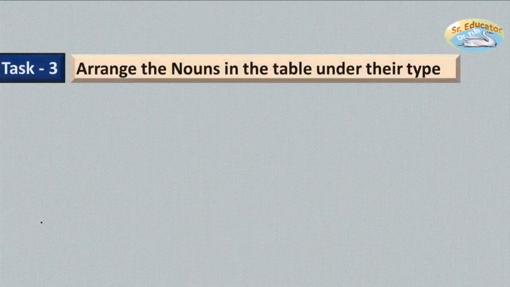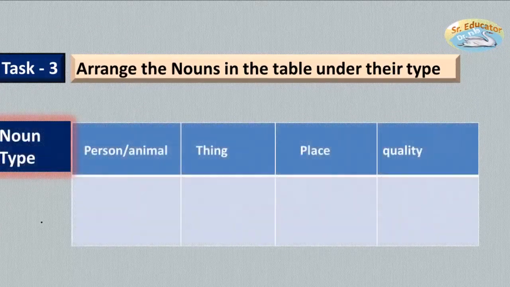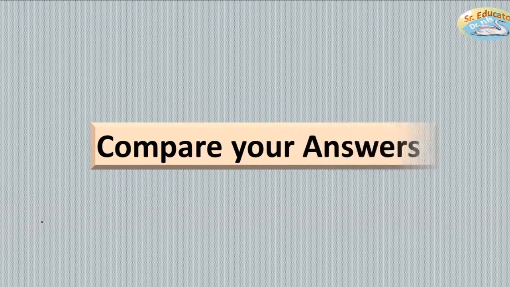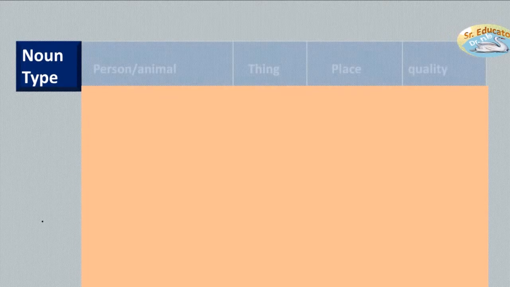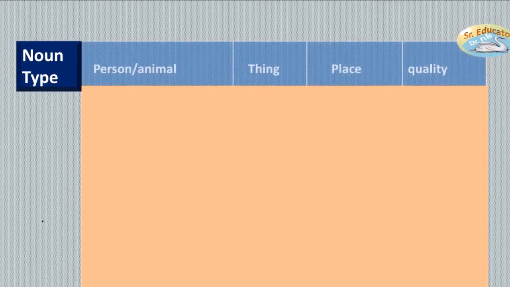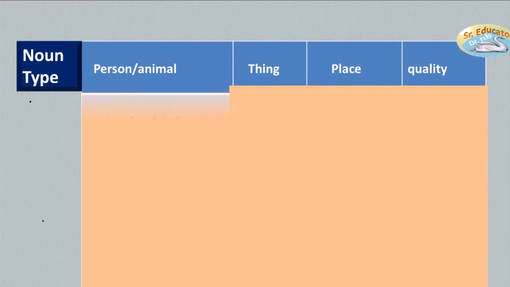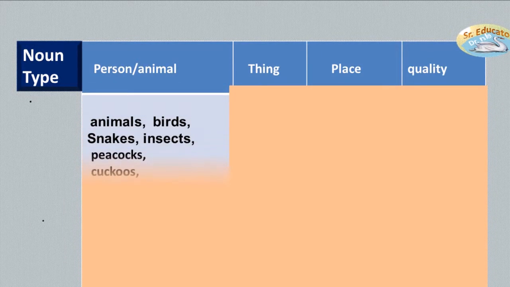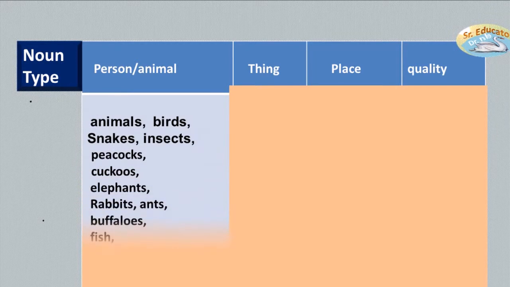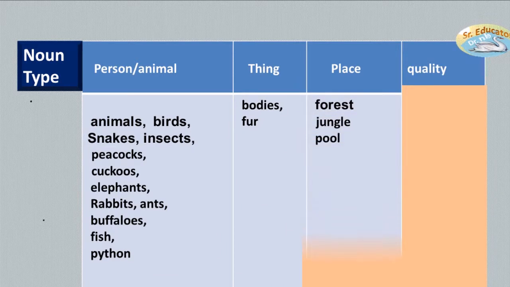ants, buffaloes. Now arrange the nouns in the table given here under each type. Compare your answers after completion. You can see here the nouns concern to different types: person or animal, thing, place, or quality.